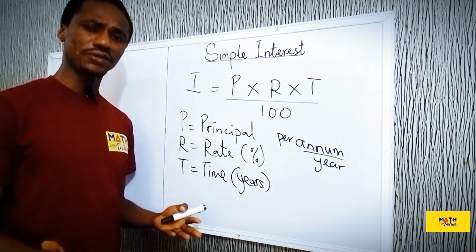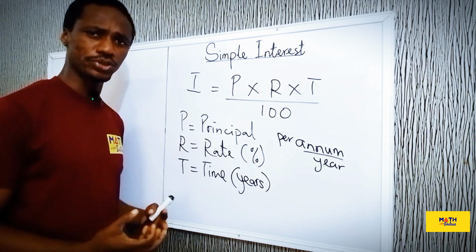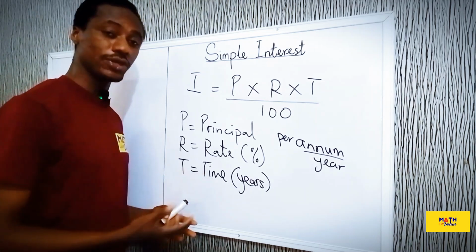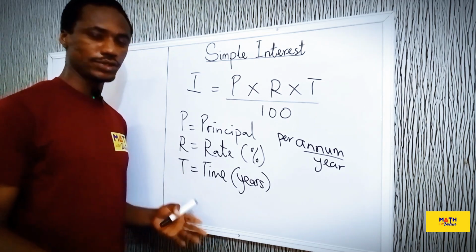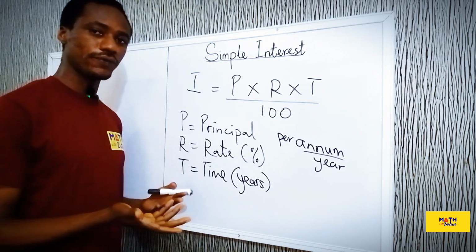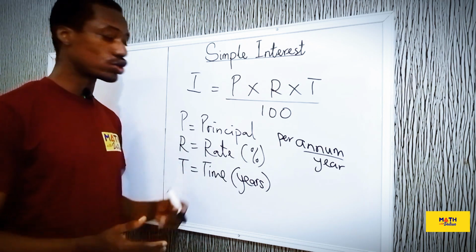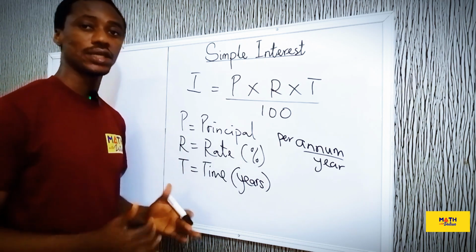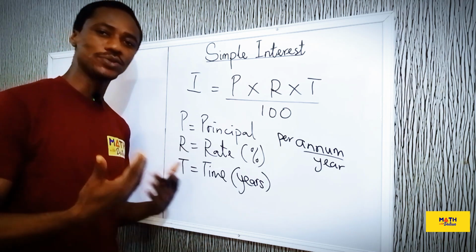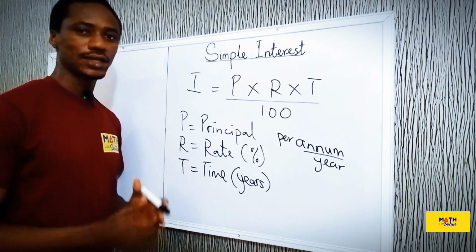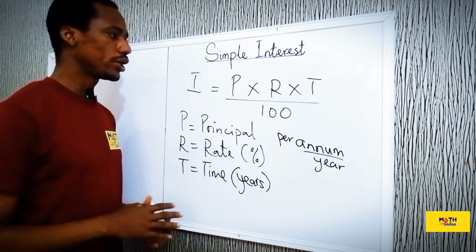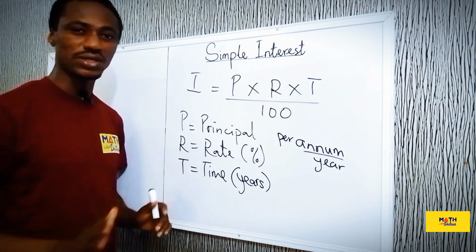So let's say you have to calculate your simple interest, and you have the time given in months. That means you have to convert the months to years. And that's very easy. We're going to walk through different examples in this series, then you see how to calculate your simple interest. And that is it for calculating simple interest.